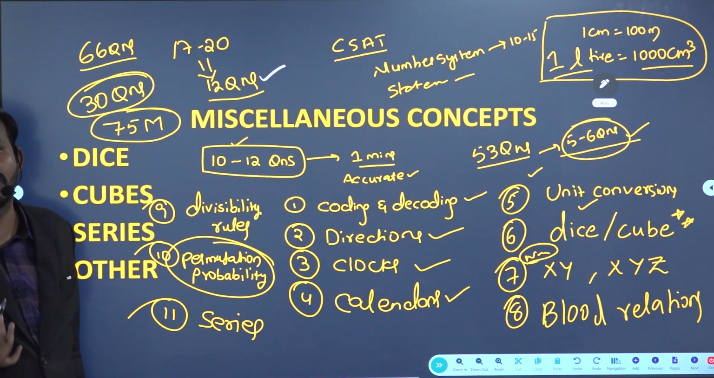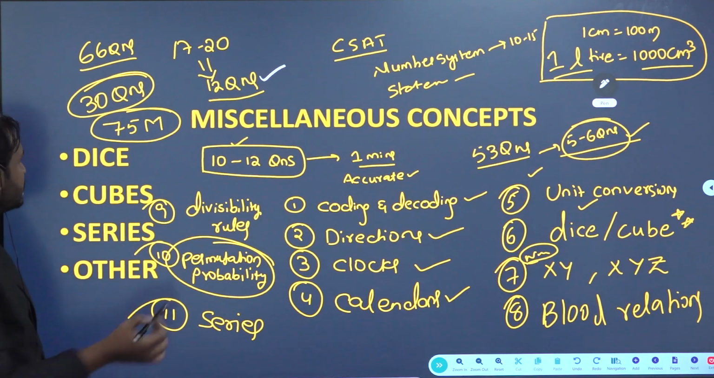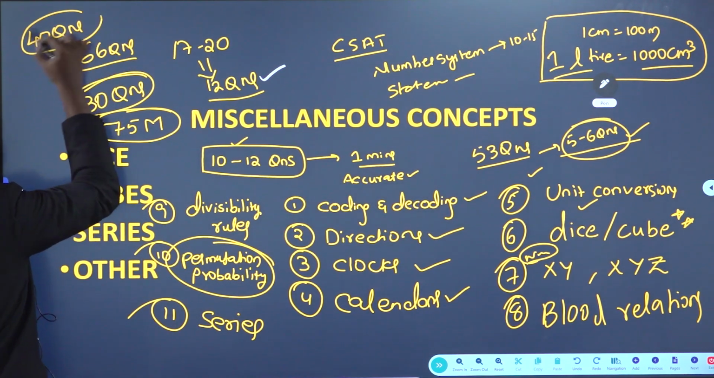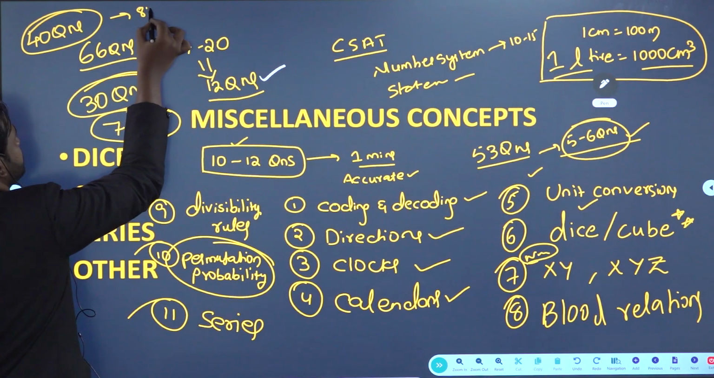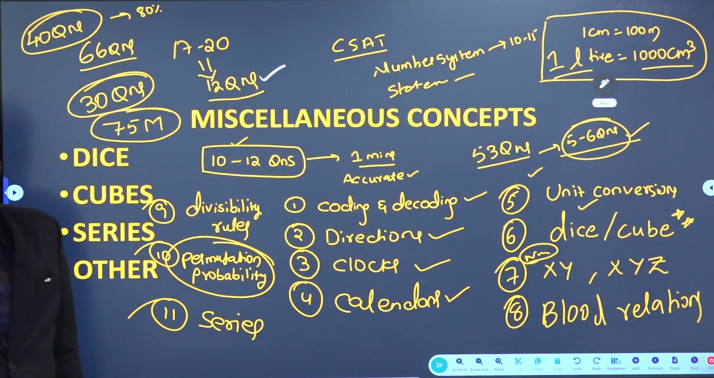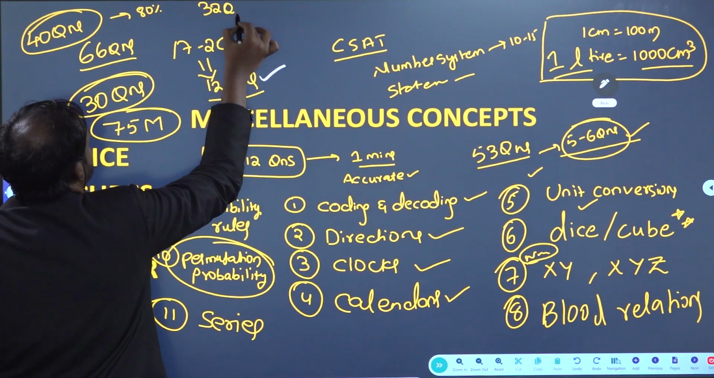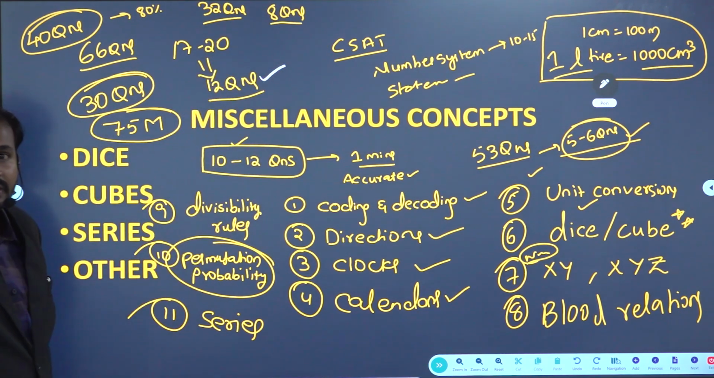But sir, we are not that capable, we are not going to attempt that many with that much accuracy. Then try to solve around 40 questions for the safe side, with some 80% accuracy. Then also it is okay. That means 40 questions with 80% accuracy: you will mark 32 questions correctly and 8 questions wrong.